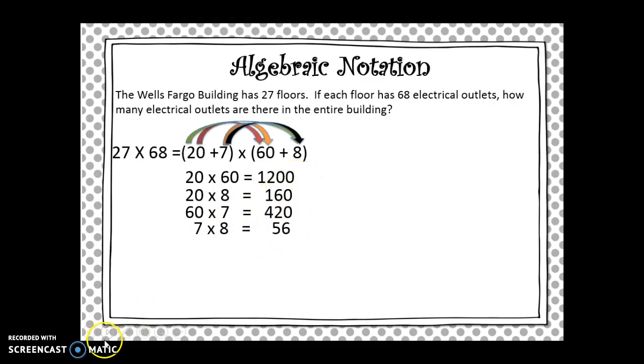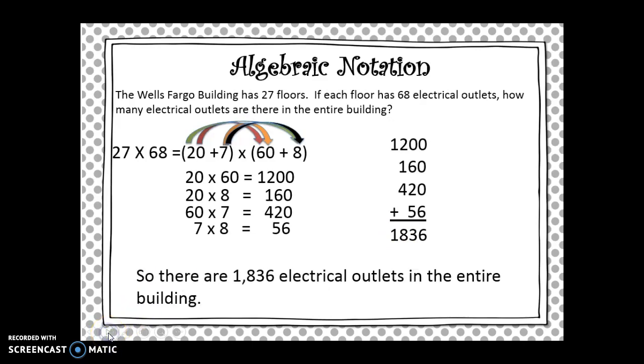Now I have to take all of my partial products and add them together to get my final product. You'll see that 1200 plus 160 plus 420 plus 56, all together they equal 1,836. And my finishing statement should read, so there are 1,836 electrical outlets in the entire building. Make sure you have recorded all those steps down. If you would like to, you can use colored pencils or crayons to show your arrows and the numbers that you need to multiply together, if that will help you better understand.